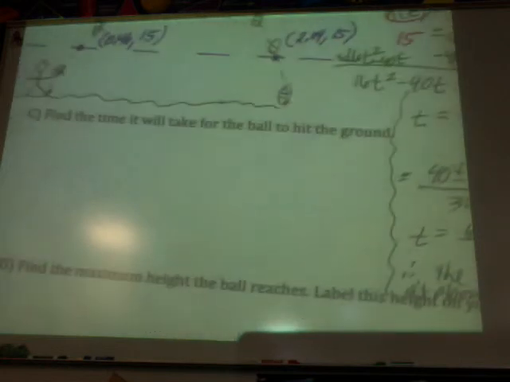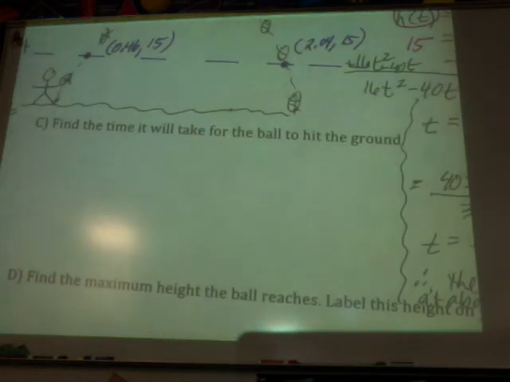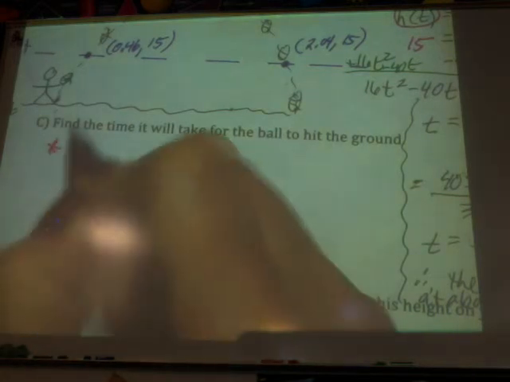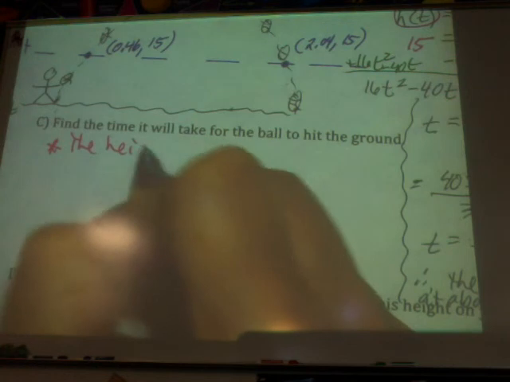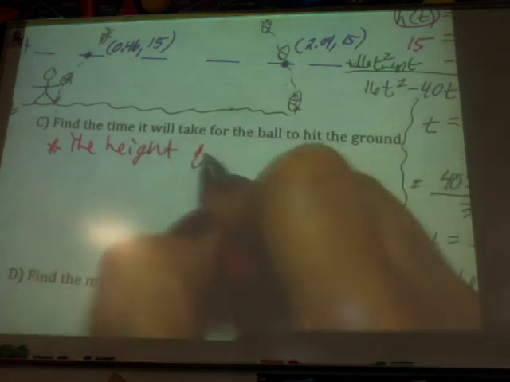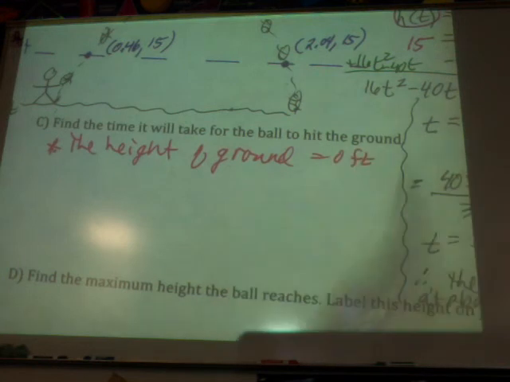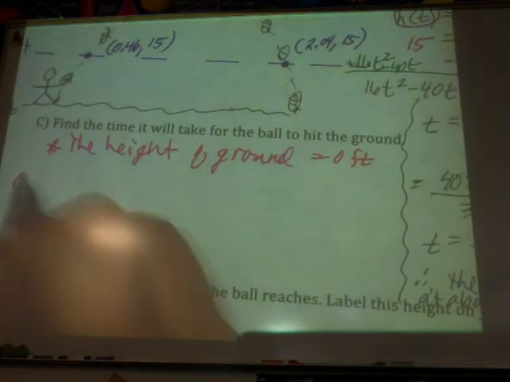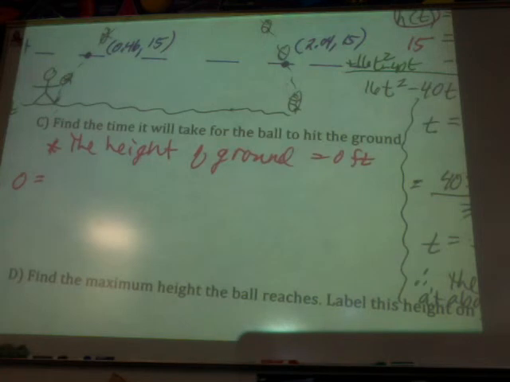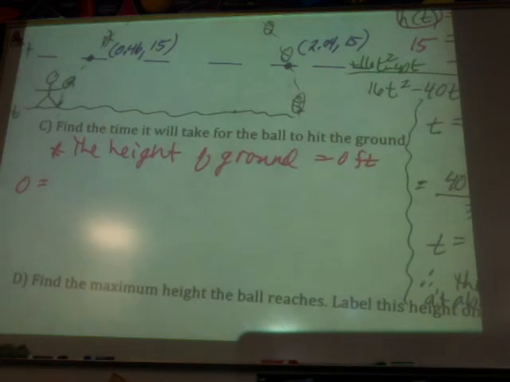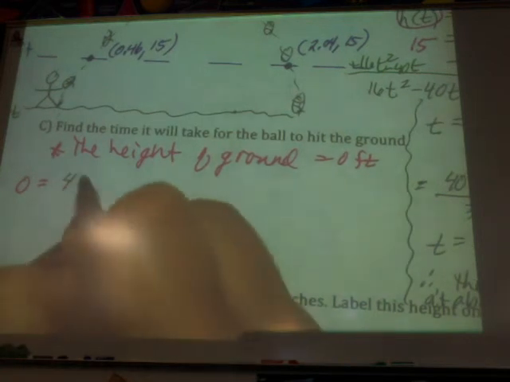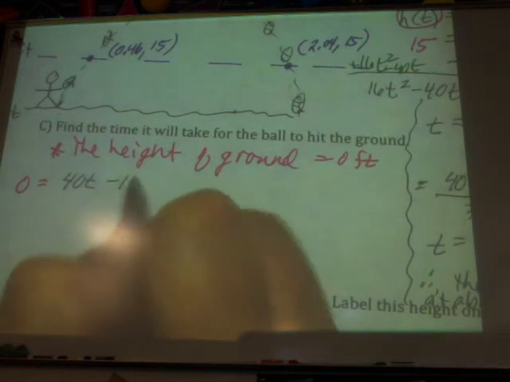So C is a little bit more vague because it's saying what's the time it will take for the ball to hit the ground. You have to make the connection that the height is what? What's the height of the ground? So the height of the ground equals 0 feet. You have to make that connection. I won't tell you that. So you're like, oh, okay, height is 0. So instead of h of t, I'm going to put 0 in place of h of t. And the rest of that formula that I gave you originally would be 40t minus 16t squared.